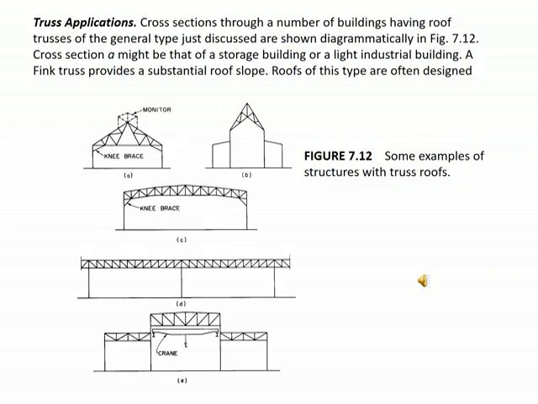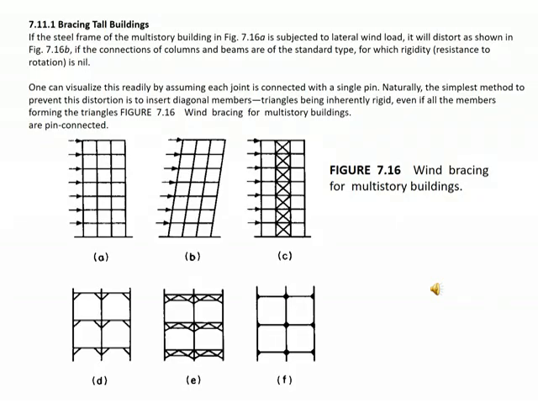If the steel frame of a multi-story building is subject to lateral wind, it will distort as shown in the figure. This happens if the connection pins are standard, which are not rigidly resistant to rotation. So we have to utilize bracing in the building. If you see A, if you only make the construction as in A, because of the wind load it can be distorted as shown in B. So you have to utilize C. So this is the wind bracing that has to be applied. This is the wind bracing diagram for the multi-story building.